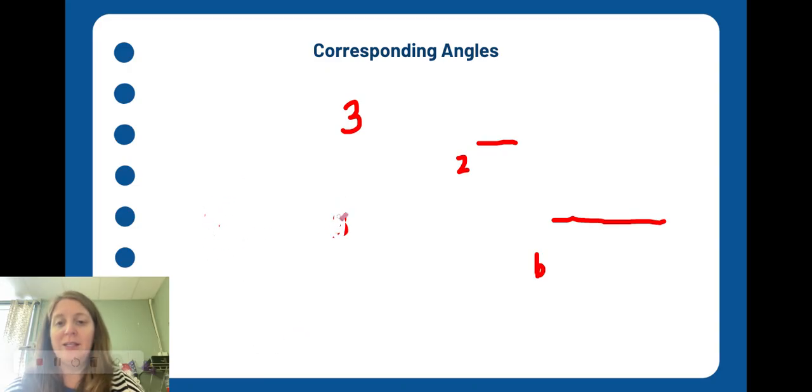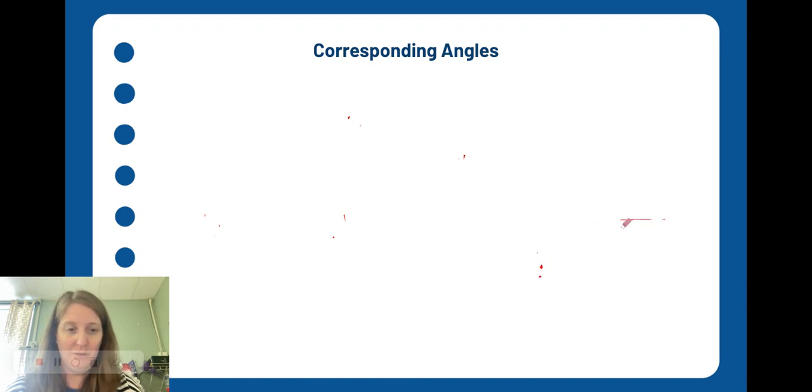All right, so the next slide is the corresponding angles. So we've got to figure out our corresponding angles here. Sorry, this should have been a whole lot easier. And I know there's an easier way.